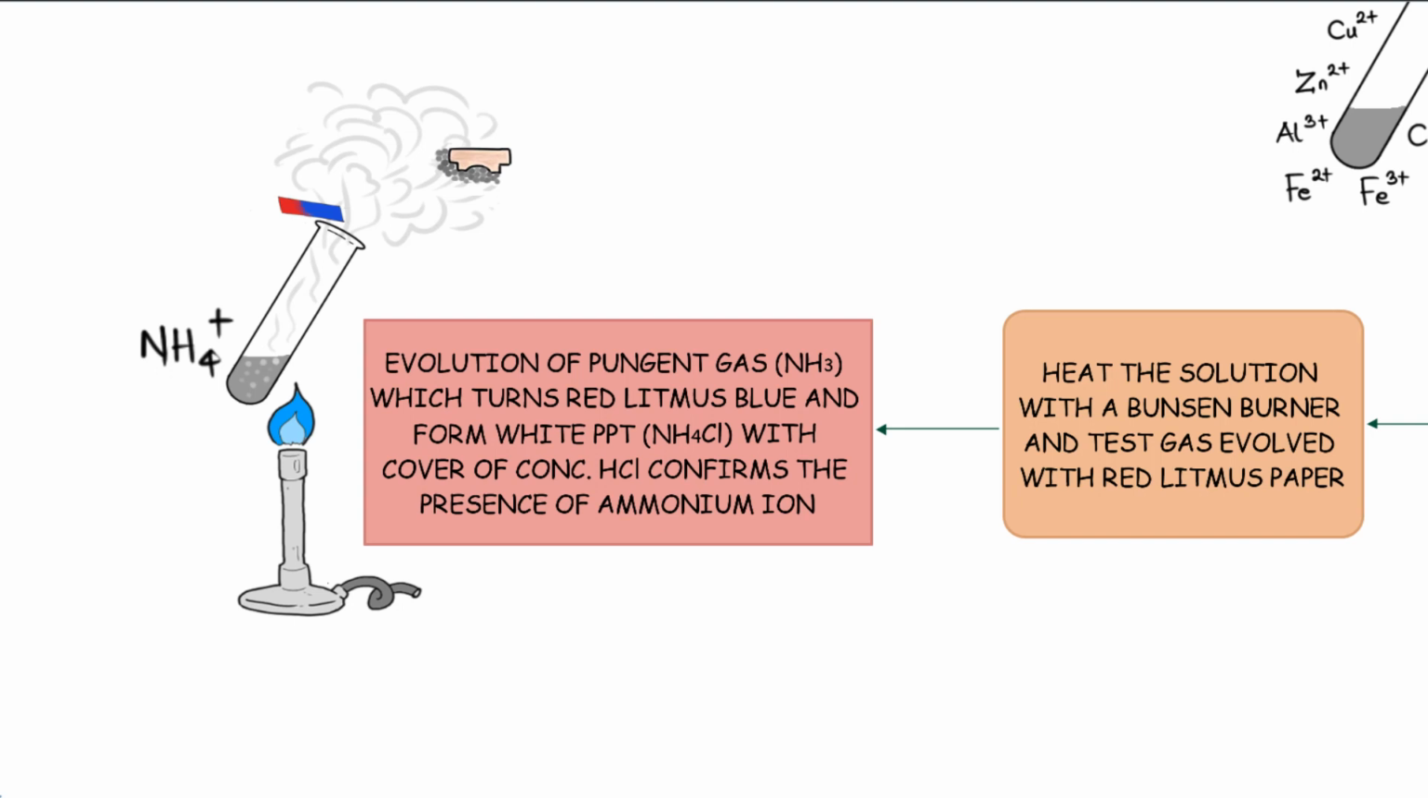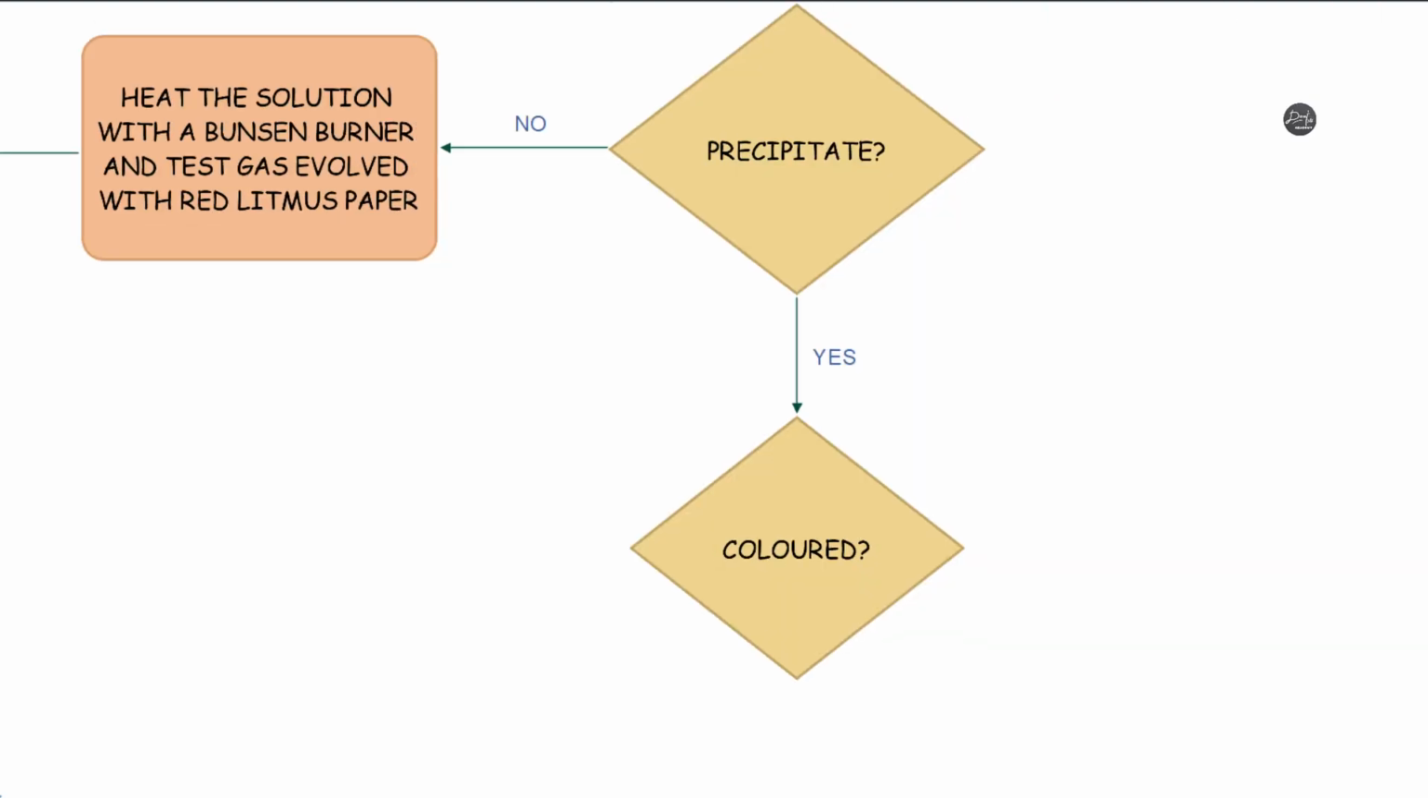So this is showing us that whenever there is no precipitate, what we just need to do is to heat the solution, and if a gas that is described like this is evolved, then ammonium ion is present in the solution. However, if there is a precipitate, we also need to ask some further questions.